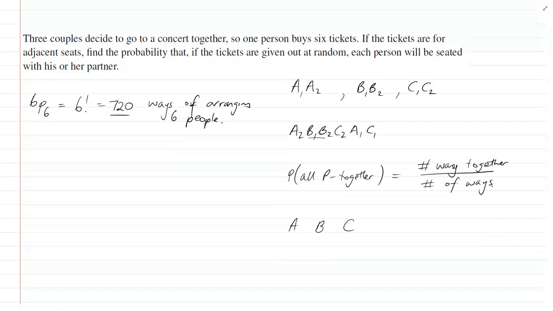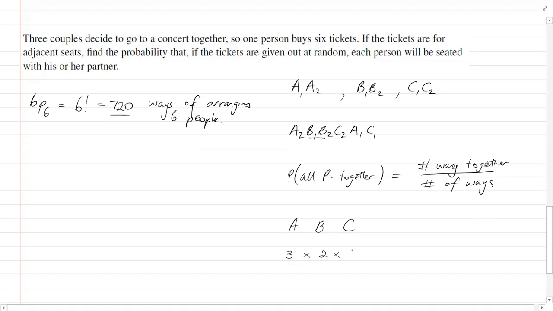So the number of ways of ordering A, B, and C is 3 ways of choosing the first times 2 ways of choosing the second times 1 way of choosing the third. And this is actually 3P3. We're arranging the 3 people into 3 groups. But we also have to multiply this by something else.